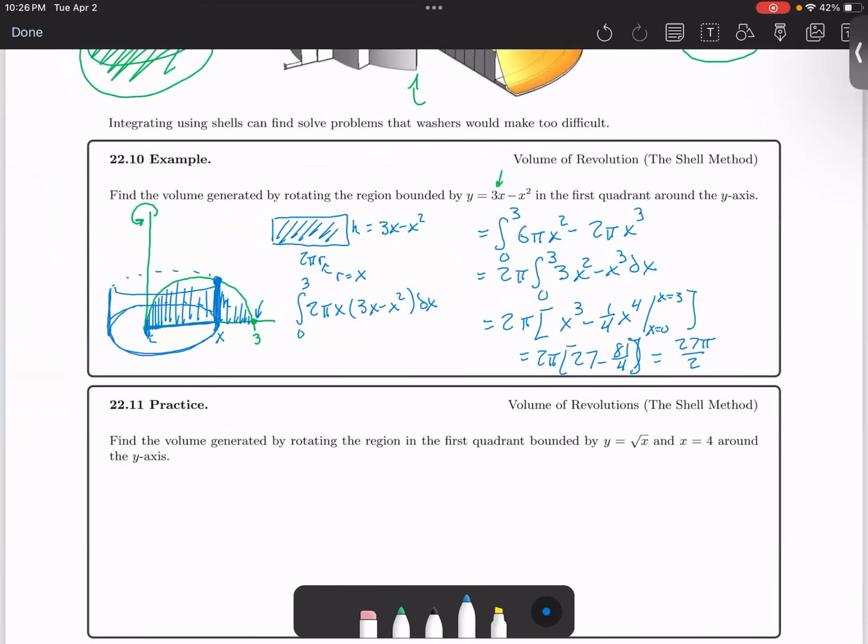So the volume found by the method of shells is going to give you the same thing as the volume found by the method of washers. It's just a different way to do it. You integrate with respect to a different variable.